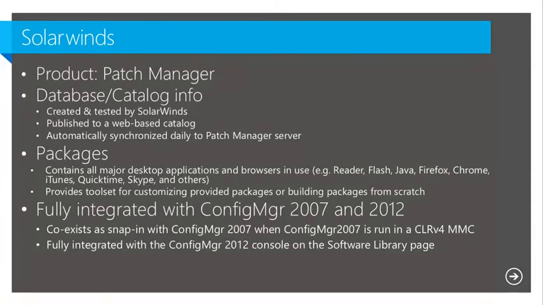Okay, so SolarWinds Patch Manager, our third option in the collection we've been talking about today. With SolarWinds Patch Manager, we build and publish a catalog to the website. The Patch Manager server is installed on premises, and it's configured to synchronize with that web-based catalog on a daily basis. So all of the update content that you might need for all of your major desktop applications is automatically synchronized, brought down into your Configuration Manager environment, ready for use. The console is integrated with the Configuration Manager 2007 console.